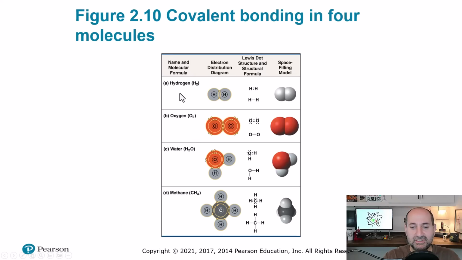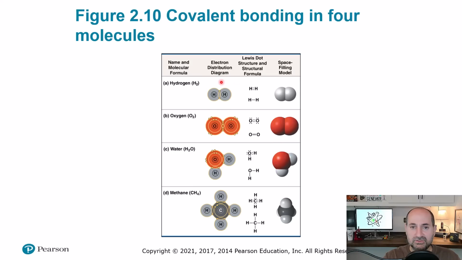And here we can see some of the molecules that I had drawn on the board. This is a hydrogen molecule drawn 1, 2, 3, 4 different ways. An oxygen drawn 4 different ways. And remember, oxygen has a double covalent bond. A water molecule drawn 4 different ways. And methane drawn 4 different ways.